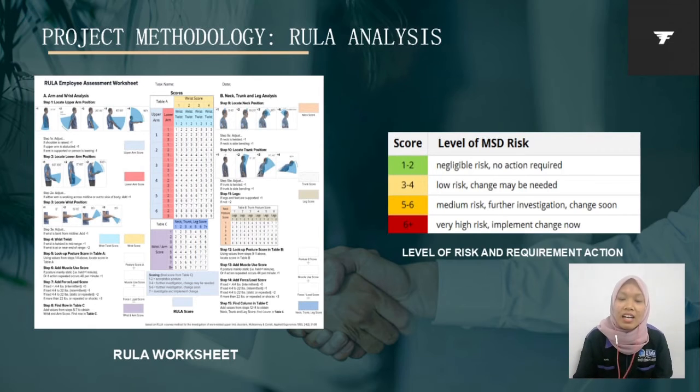So basically, in this project we have chosen to do the analysis by an actual experiment or test. The best method that we have chosen is the RULER method. As you can see, this is our RULER worksheet. After completing all the RULER worksheet, we can get the level of risk, and it will tell you if there is an action that is required for you to change or not.